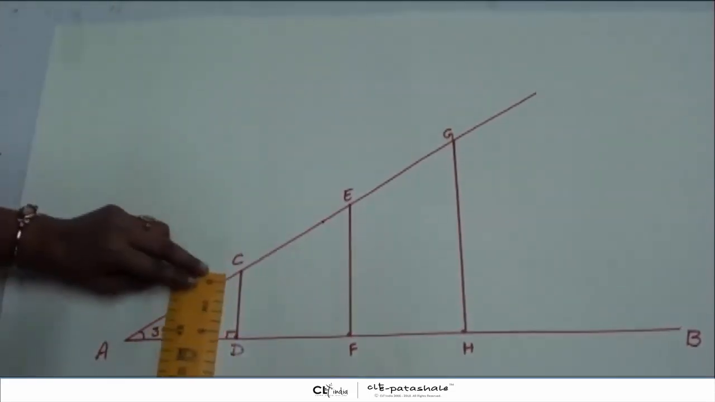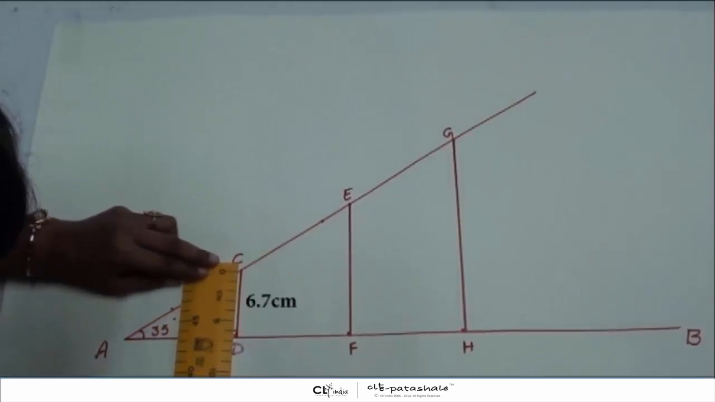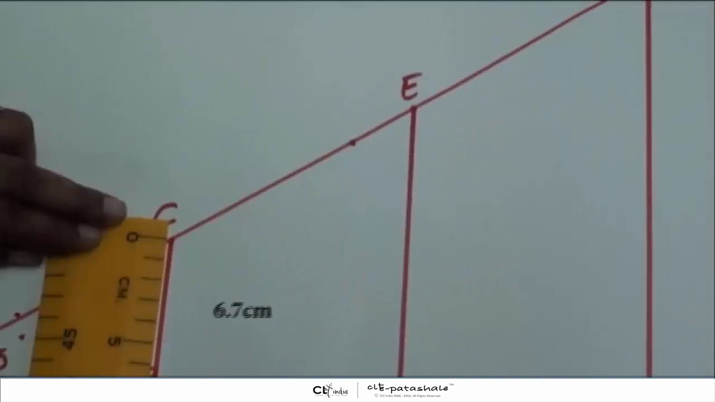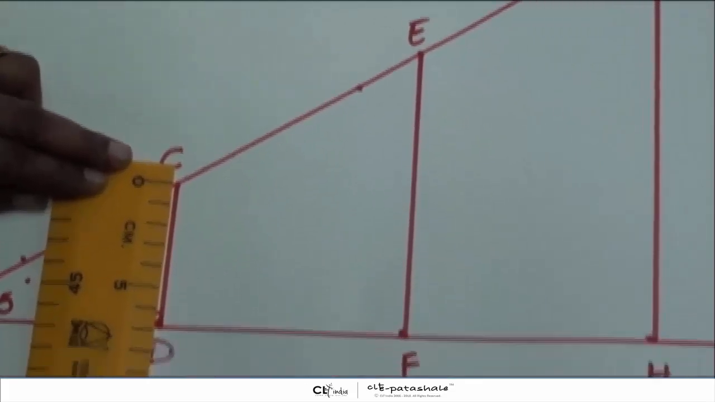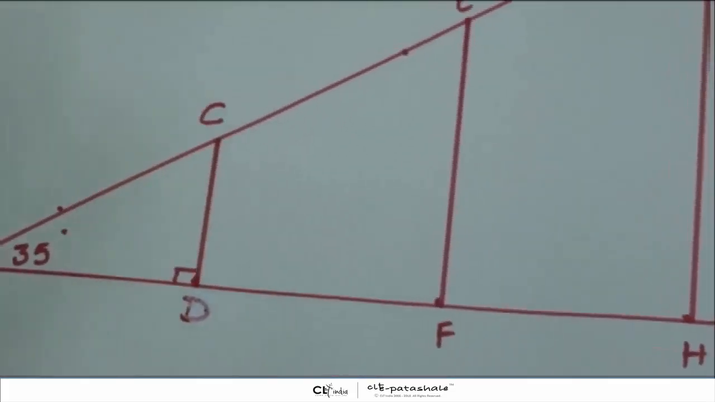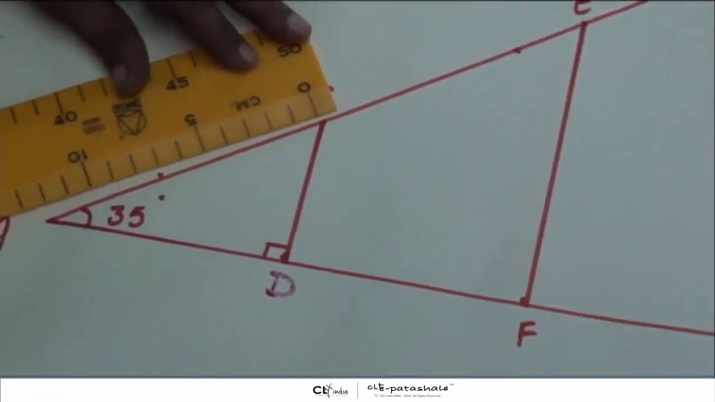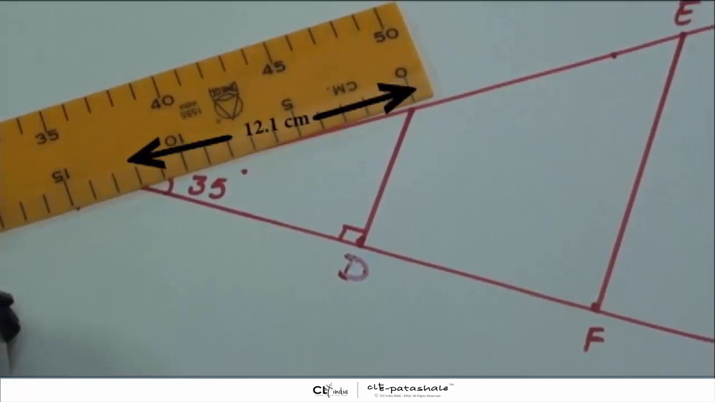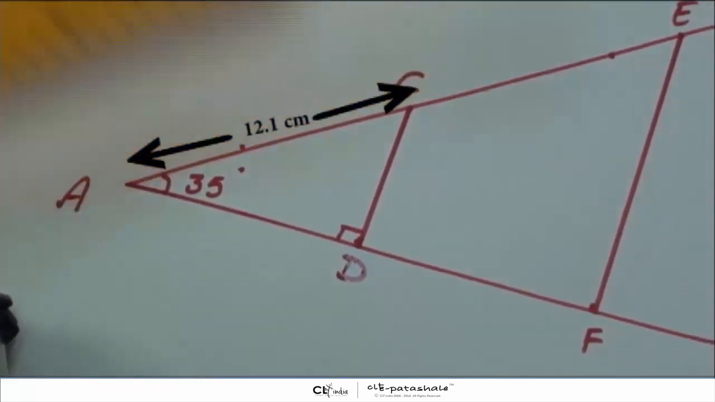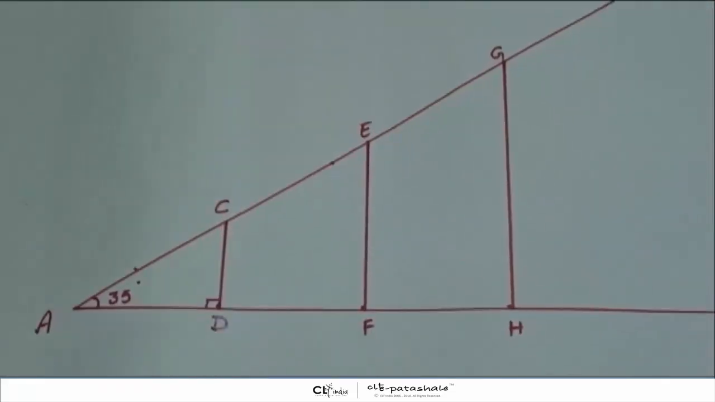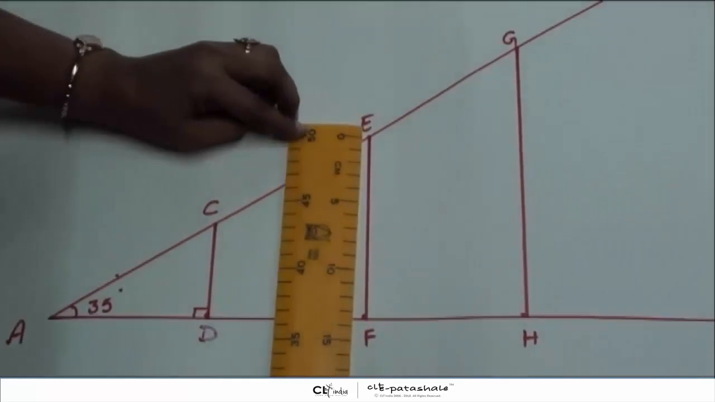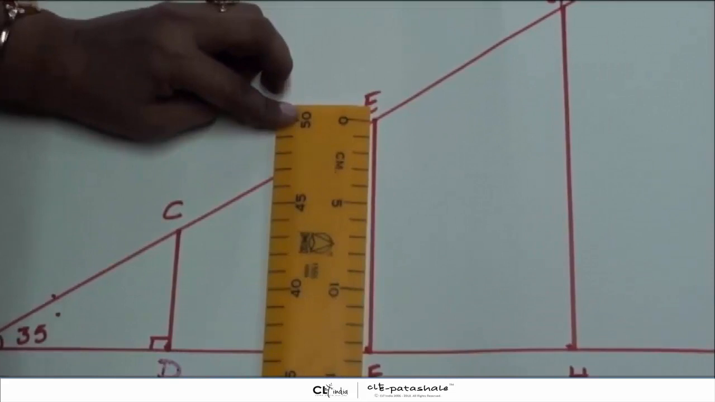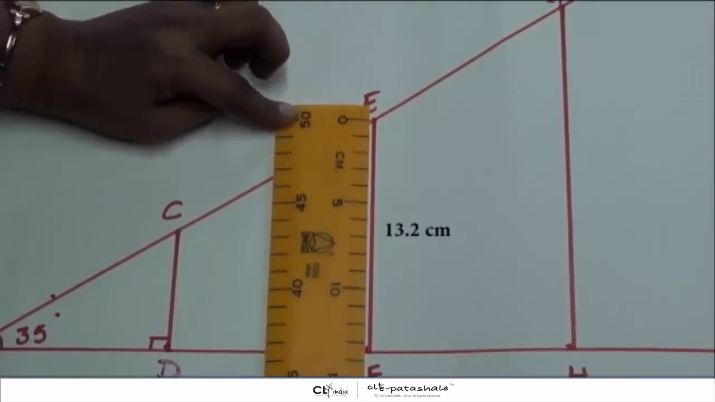So use your ruler. So what do you see? What's the measurement? And AC is equal to 12.1 cm. Now measure the perpendicular line with the help of a ruler once again. So we get 13.2 cm.